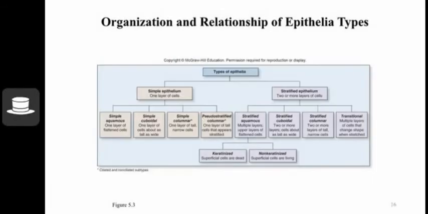So when we look at epithelial tissue, we can have simple epithelia. It could be simple squamous, simple cuboidal, simple columnar, or pseudostratified. And then we can have stratified epithelia, which can be stratified squamous, stratified cuboidal, stratified columnar, or transitional. When we look at our stratified squamous, for example, like in the cutis, some of it can be keratinized, and then some of it's non-keratinized.